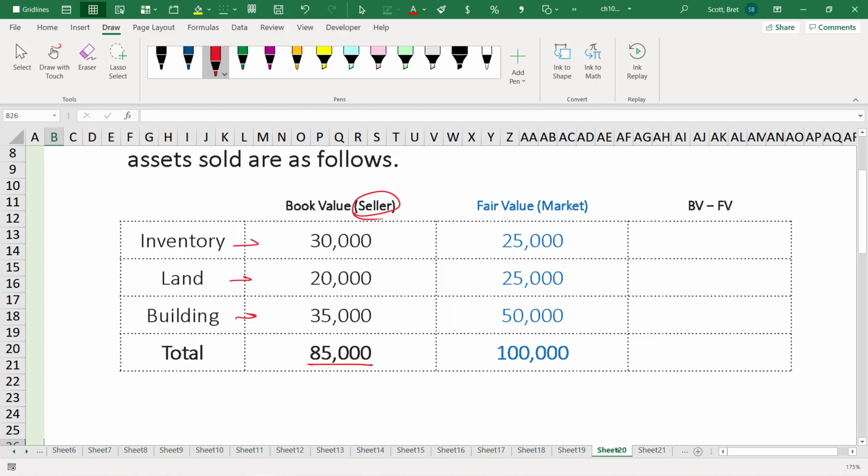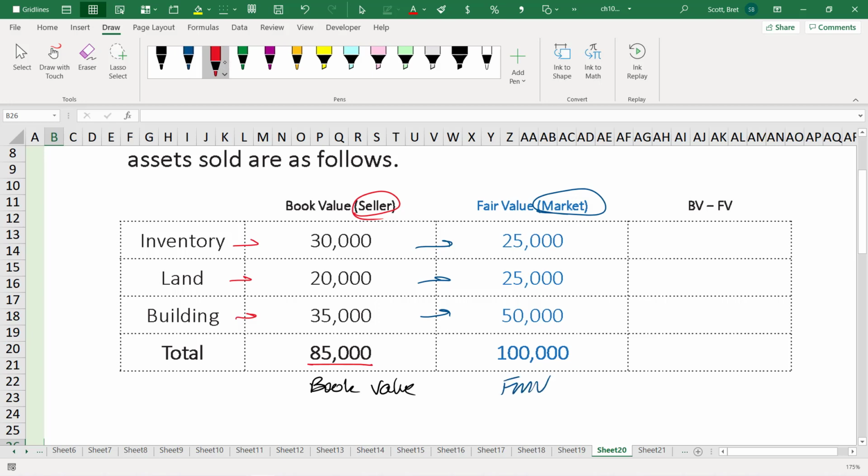If we want to figure out whether or not that's a fair price, typically what we would do is hire a consultant to go out and determine the fair market value of each individual item. And if that consultant tells us on a market basis the inventory is worth 25, the land is worth 25, and the building is worth 50, we can say, well, on the seller's books, it may be a book value of 85,000, but there's an overall fair market value of 100,000.